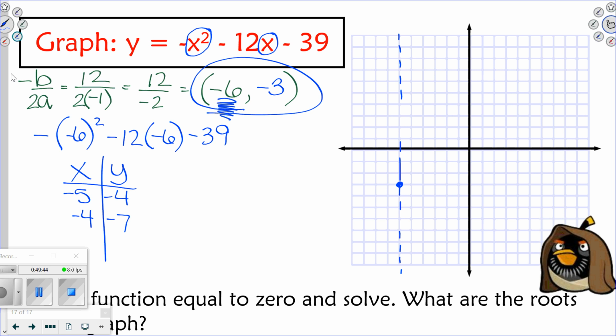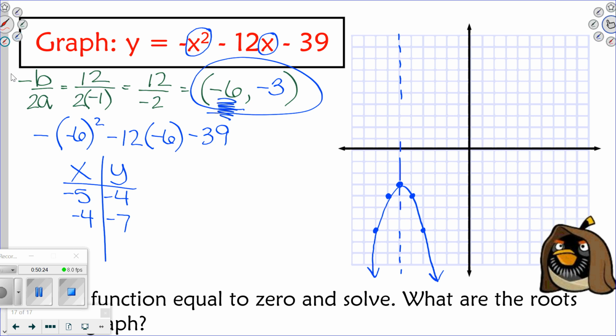All right, so let's plot this, guys. So we have negative 5, negative 4, and reflect. And then negative 4, negative 7. Where does it cross the x-axis? It doesn't. So I mean there's no answer? It's imaginary, yes. So anytime you're graphing something and it doesn't cross your x-axis, that means your answers are imaginary.